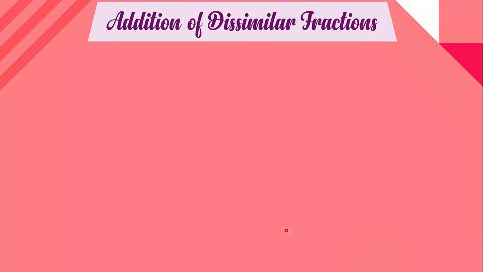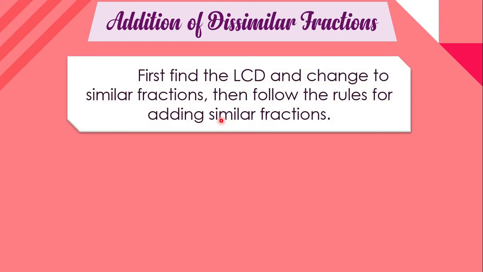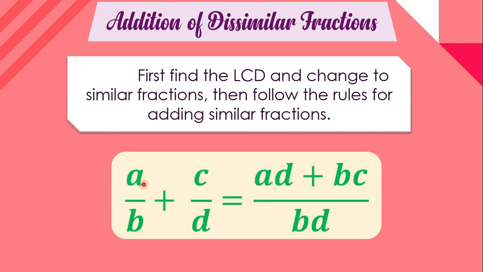Next is for the dissimilar fractions. So to find the sum of two dissimilar fractions, first is to find the LCD or the least common denominator, and then change to similar fractions. After that, follow the rules in adding similar fractions. In general or in representation, you have A over B plus C over D. So as you can see, this time we have different denominators, B and then D. That will be equal to AD or A times D plus B, C or B times C all over B, D or B times D.